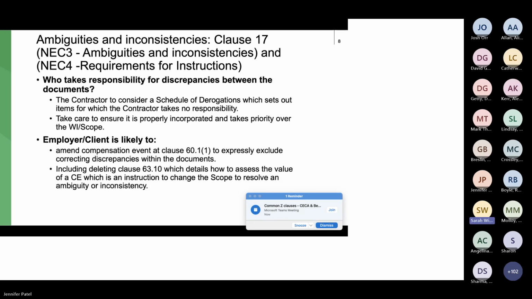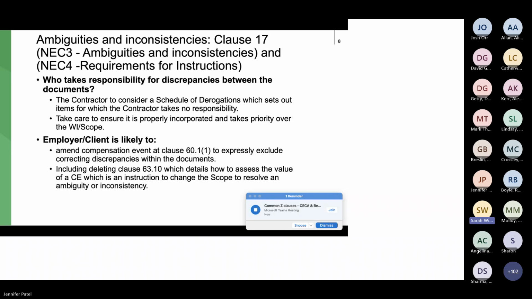So the standard NEC basically states, in clause 17, that if an ambiguity or inconsistency is found within any of the contract documents, then the contractor, once it's been identified, refers it to the PM, and the PM states how it's to be changed. Then the provisions, so 60.11, mean that it will be a change to the scope potentially, and then 63.10 deals with how the value of the compensation event is to be assessed.